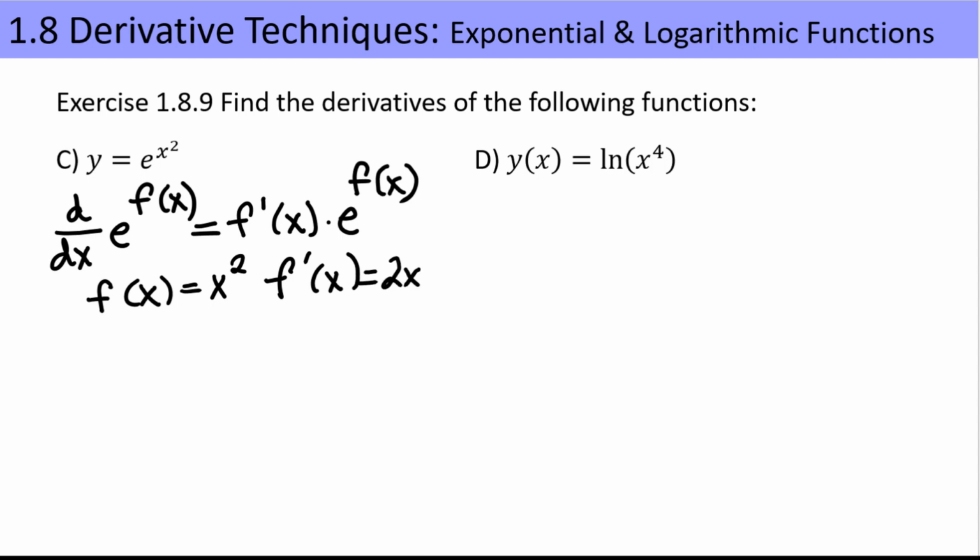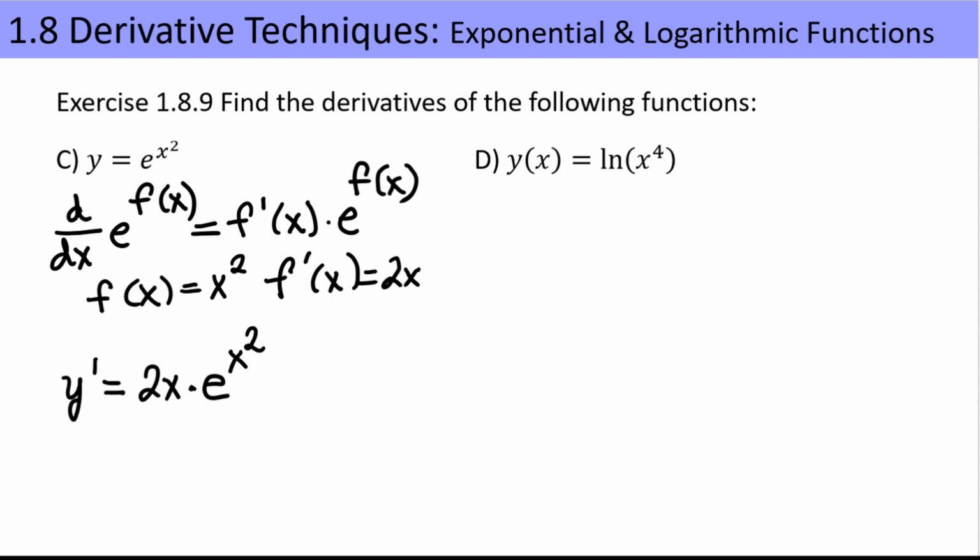Now let's apply that rule. That is, y prime is equal to the derivative of x squared, which is 2x, times the original, which would be e to the power of x squared. Now let's do part D. Y of x equals ln of x to the power of 4.